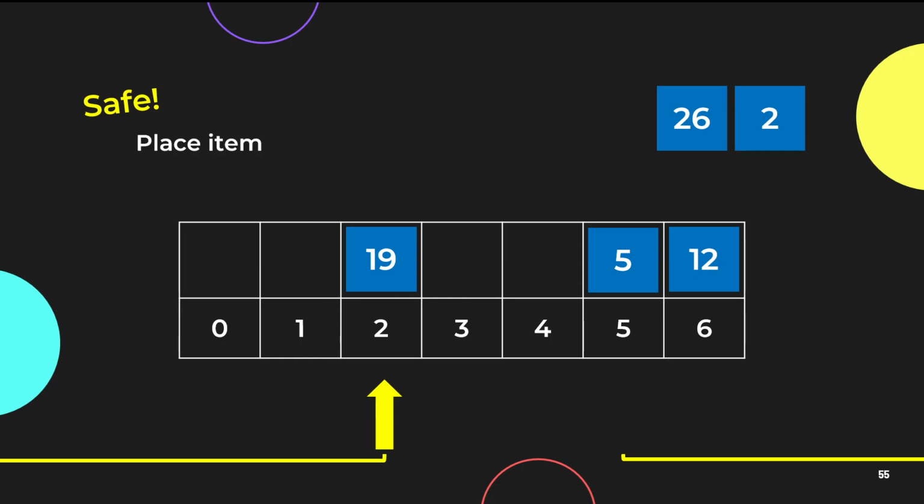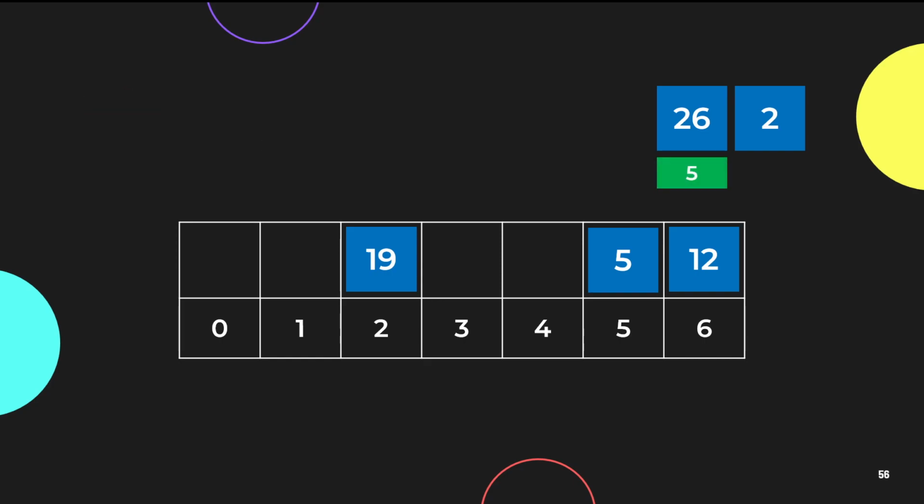We add 9. From 5, we add 9. So 5 plus 9 is 14, and 14 modulo 7 is 0. So we are going to move 9 positions from 5. It will look something like this.